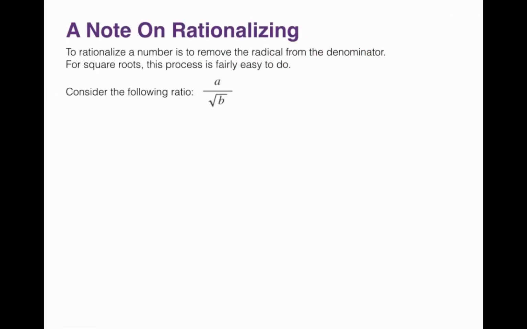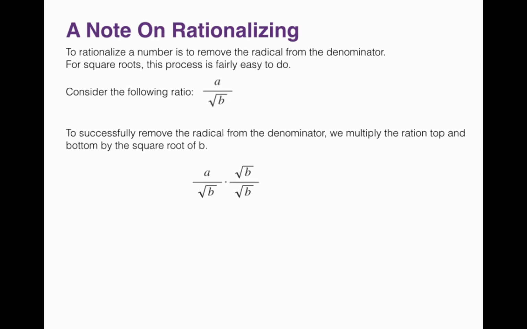Okay, a lot of students haven't really rationalized very much at this point, and that's unfortunate. So I'm going to make one quick point about rationalizing. It's very easy to do. Doesn't take very much. It's easy to do with square roots. So let's consider the following ratio, a divided by the square root of b.